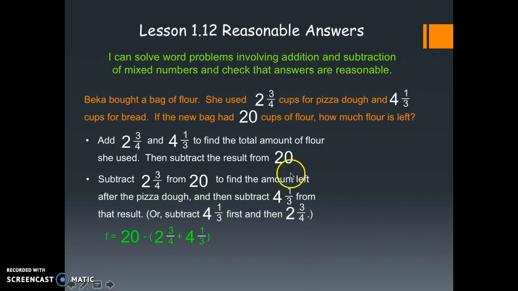Since we're trying to figure out how much flour, that's why I have an F here. We're trying to figure out how much flour. So if we start with the 20 cup bag, and if we use this and this, I have those in parentheses because we do whatever is in parentheses first. So I want to add up those two and then subtract them from the 20. Or I could start with the 20, use up the pizza, use up the bread. Either way I choose to do this, I'll get the same answer.